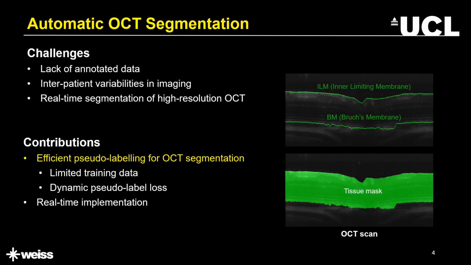To overcome these challenges, we proposed an efficient pseudo-labeling method for OCT segmentation that requires a very limited amount of training data for learning the segmentation layers. The method uses a dynamic pseudo-labeling loss, and it is implemented in real time for easier translation into the clinical settings.